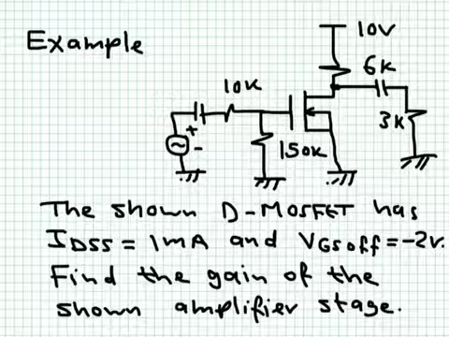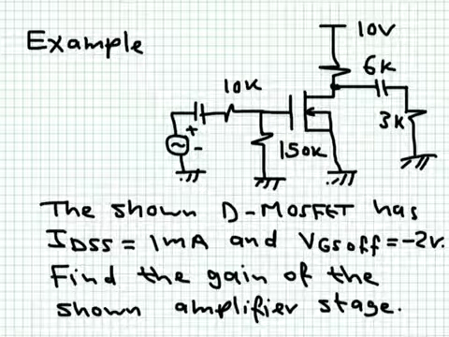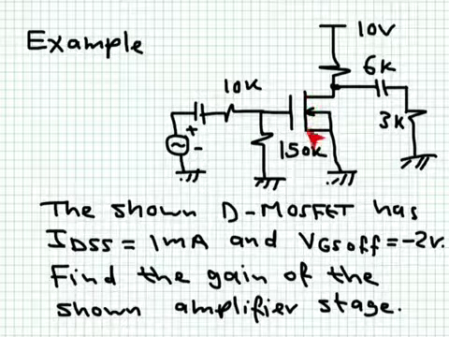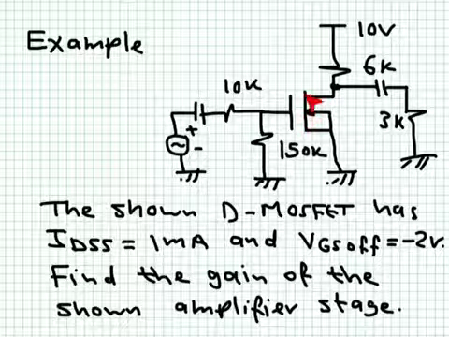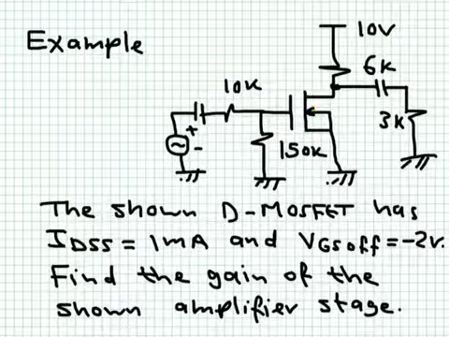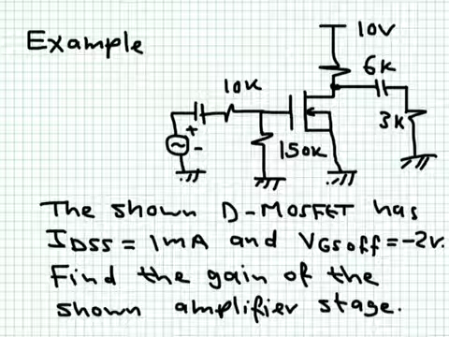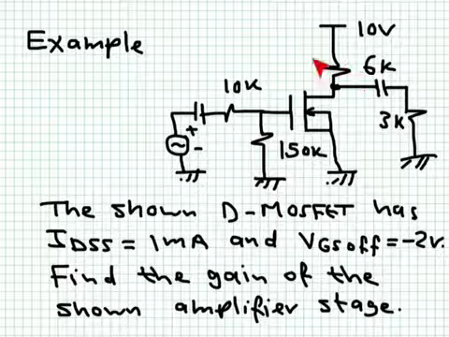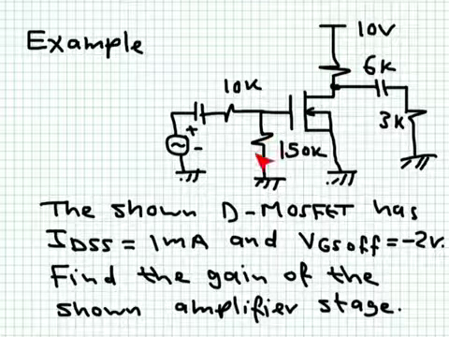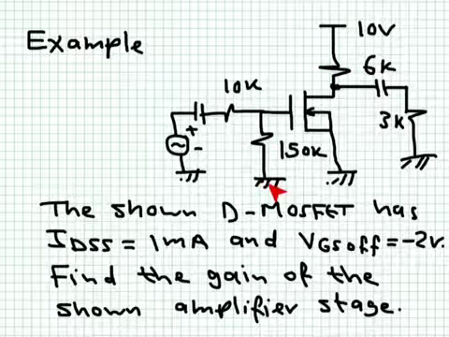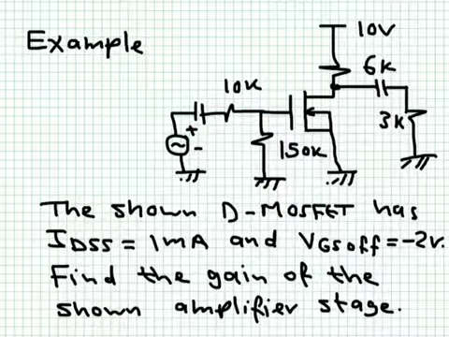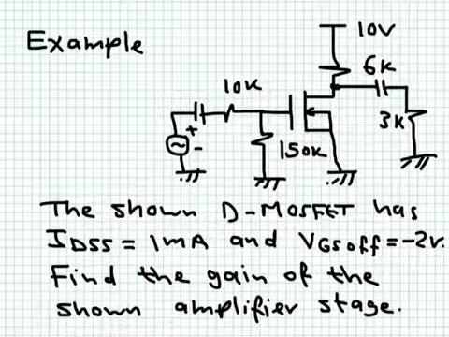Okay, let's take a look at an example here. We have an example with a depletion type MOSFET. It's a depletion type MOSFET because you can see this line here is not a broken line, it's a solid line, indicating that this transistor is naturally on when VGS is equal to 0. And here we have a load resistor of 3 kilo ohm, a drain resistor of 6 kilo ohm, and a resistance from the gate to ground of 150 kilo ohm. We have 10K, but with the presence of this capacitor, this 10K does not participate in the DC analysis, it only applies in the AC analysis.